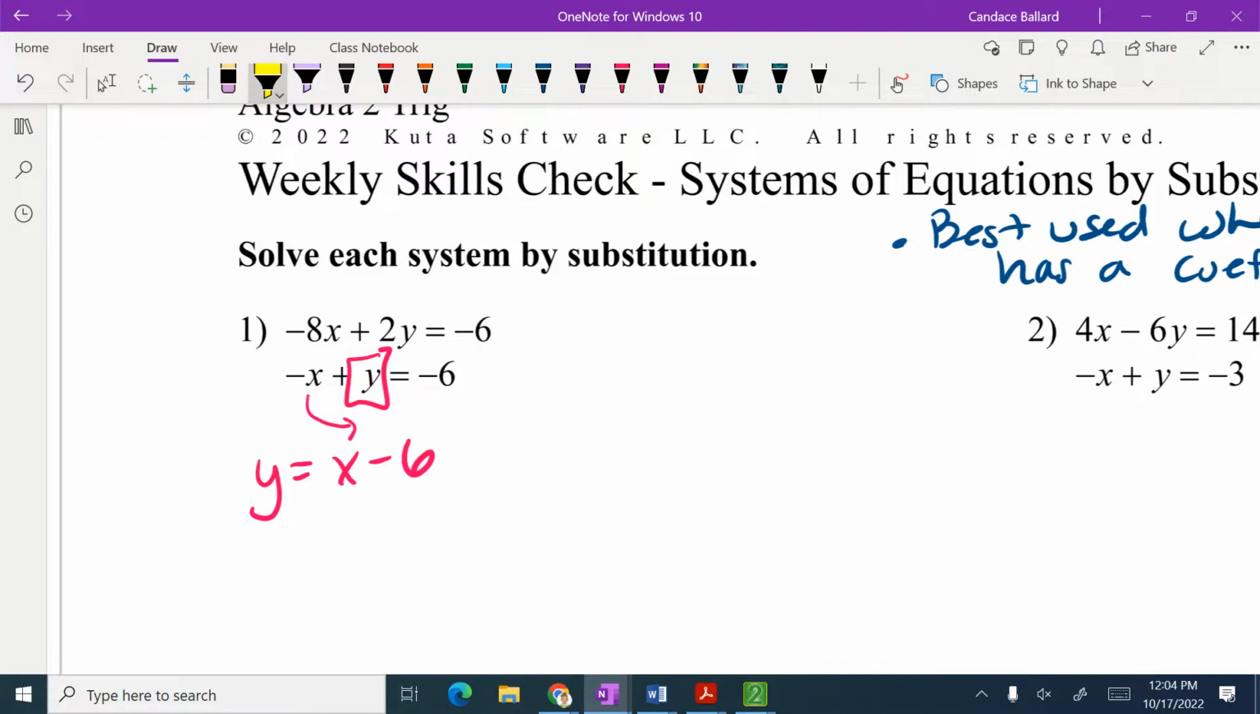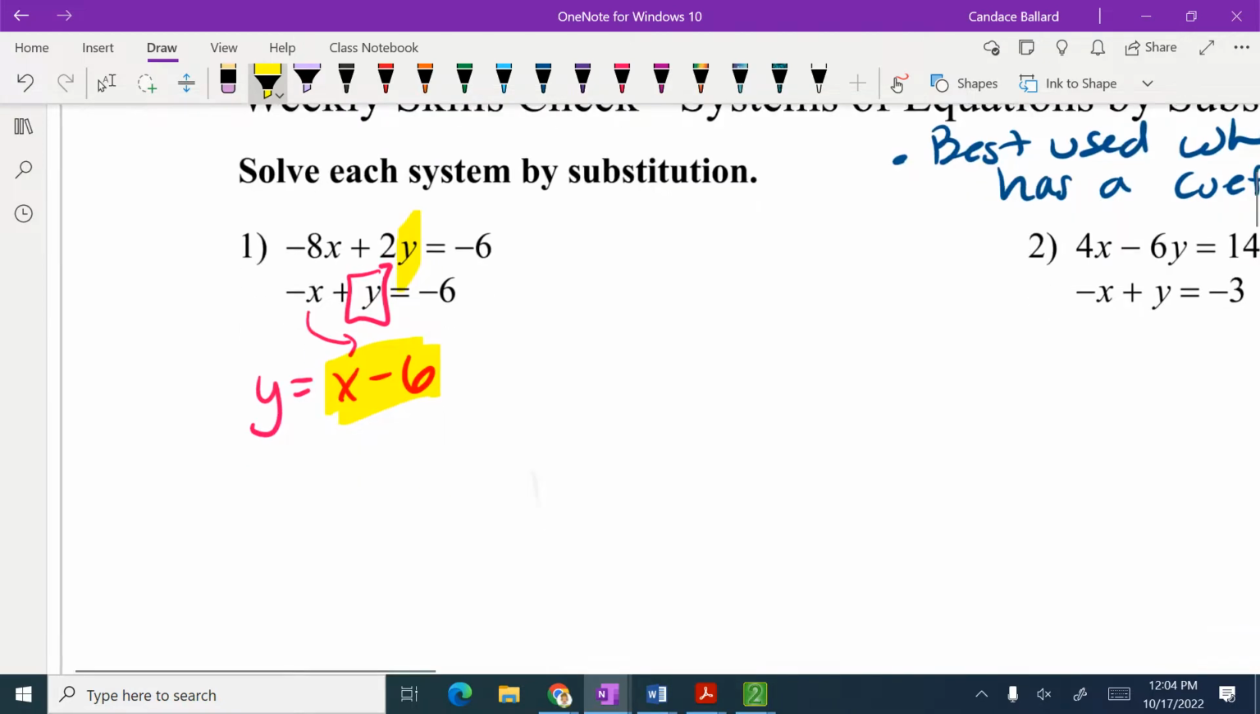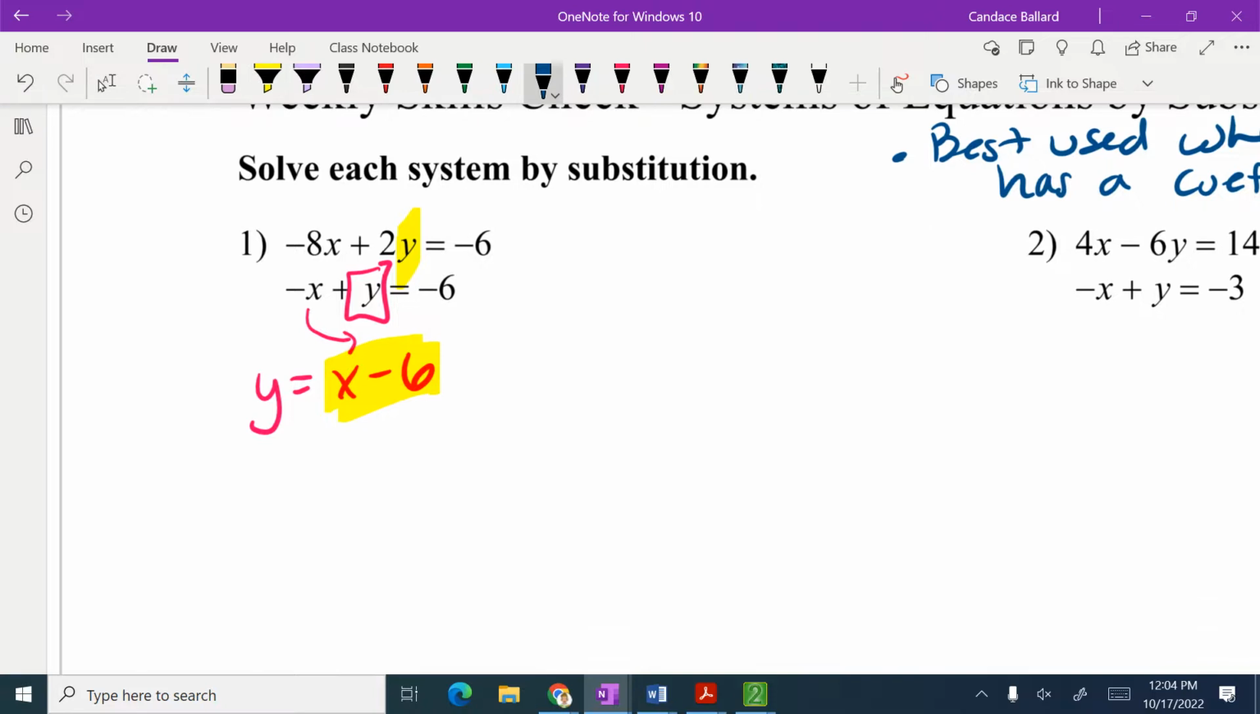All right, now that I know what y equals, I'm going to substitute that into the other equation for the y. So I'm going to write the first equation, and instead of writing y, I am going to put parentheses, and we're going to put this new y inside the parentheses. Okay, you've done this before. We even did something similar to it this year.